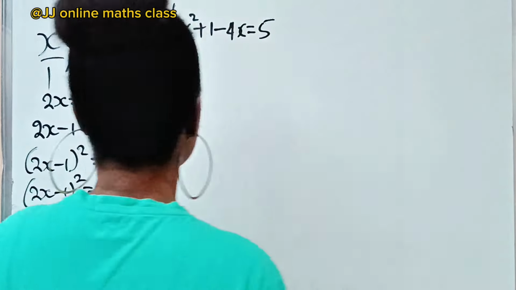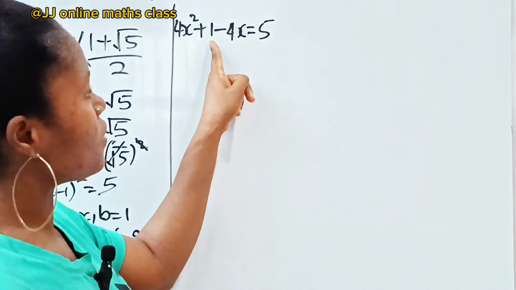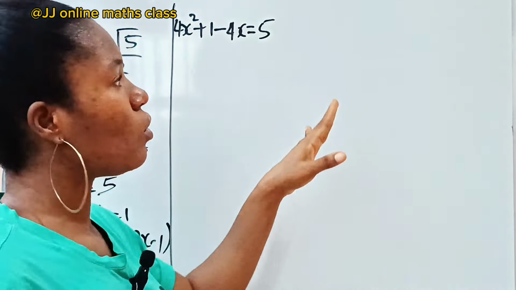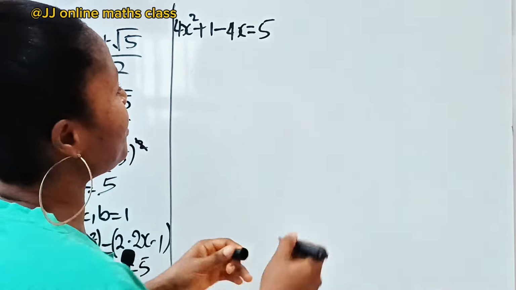Okay, now at this point, let's transfer this plus 1 to the other side. If we do that, it becomes minus 1. Or you can say, let's subtract 1 from both sides of this equation.